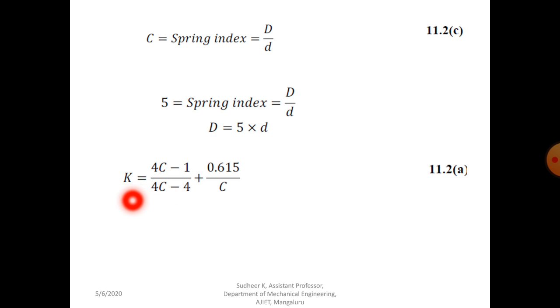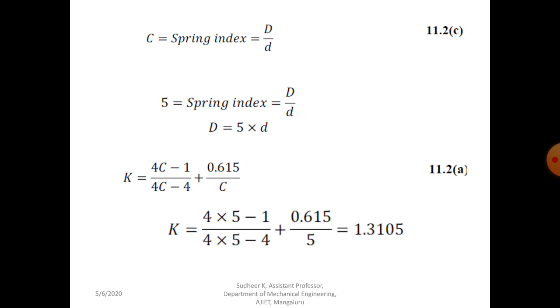The main thing in the relationship for K is C. C is already given in the problem, so we have to substitute the value of spring index in equation number 11.2a, so that you can calculate the wall stress correction factor. So now I will substitute the value of C here. C is nothing but 5. So 4 into 5 minus 1 divided by 4 into 5 minus 4, plus 0.615 divided by 5. So you will get the wall stress correction factor as 1.3105. So now we got the value of K.